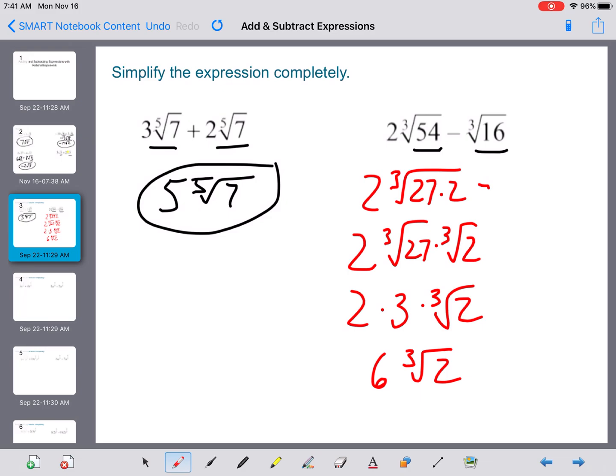The same thing can be said with this. We're just going to have minus, 16 is not a perfect cube, but 8 is a perfect cube, and 8 goes into that. So we would say 8 times 2. We would have the cube root of 8 times the cube root of 2, and that's going to be minus 2 cube roots of 2.